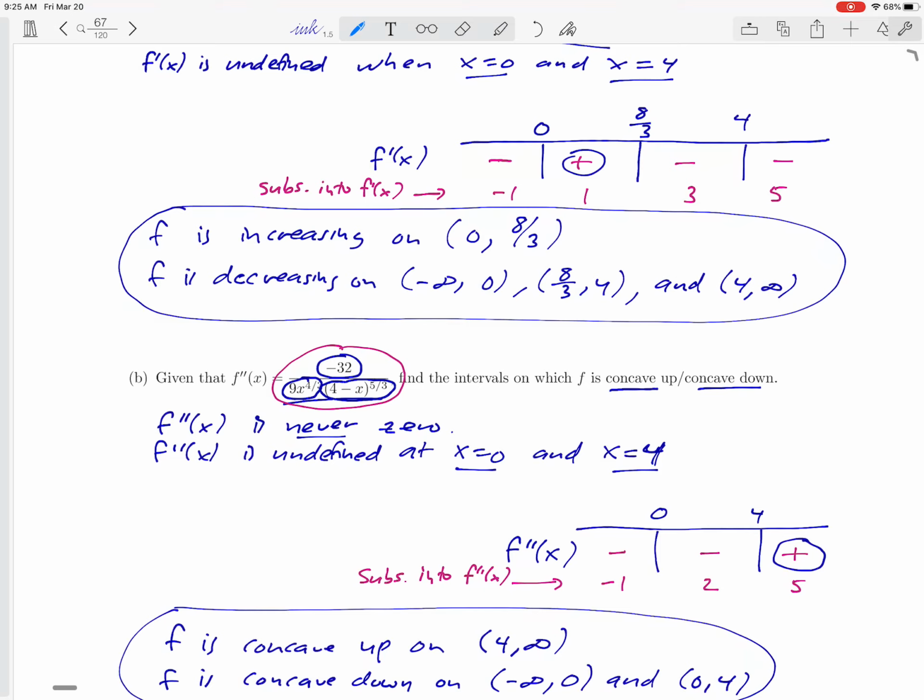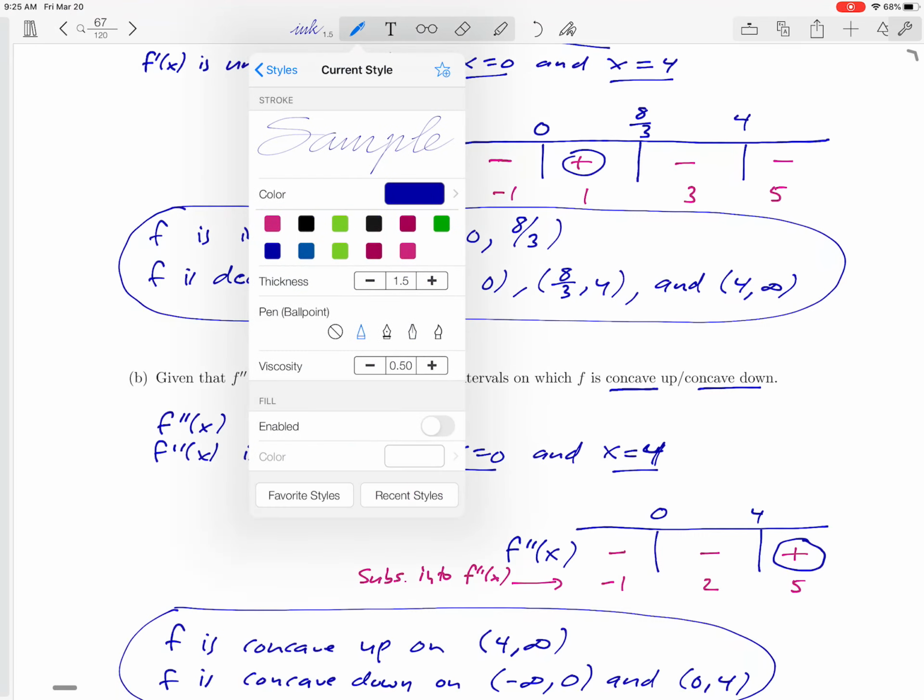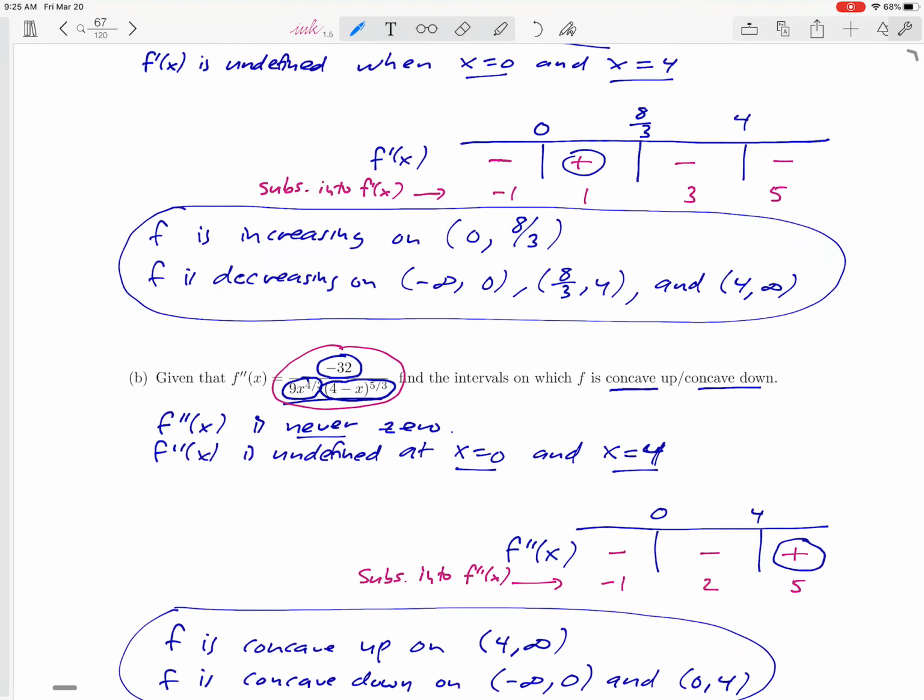Okay, so looking at the first derivative chart up at the top of the page, we're going to get a local maximum at a place where the derivative goes from positive to negative. And I see one point like that, this 8/3. There we're going up to down, so we're going to get a local maximum there. And any local minimums? Okay, I see one of those as well at 0, because our slope goes from negative on the left to positive on the right.